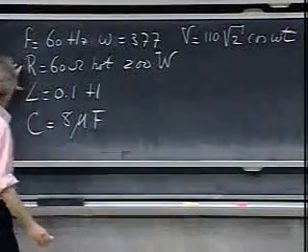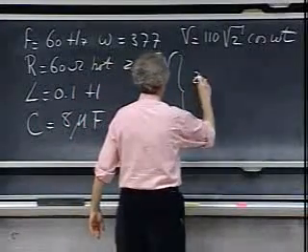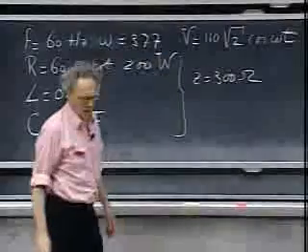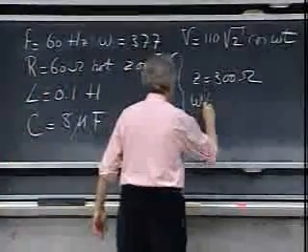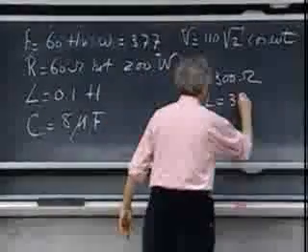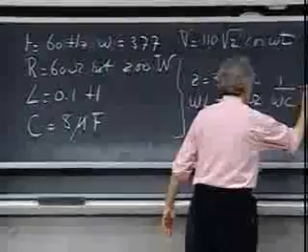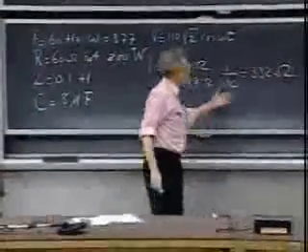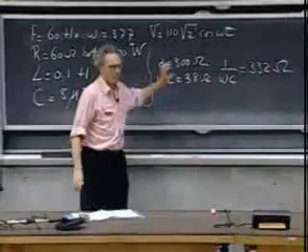With these three values, I can calculate what Z is, and Z is 300 ohms. In case you're interested, I can also give you omega L. That is 38 ohms. And I can give you 1 over omega C. That is 332 ohms. So notice that this is by far the dominant player in the game compared to omega L.